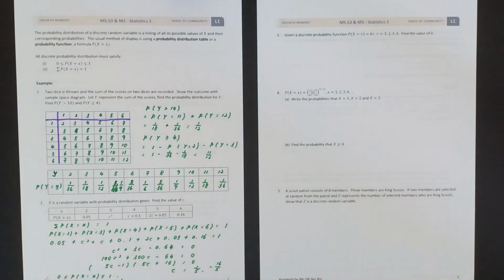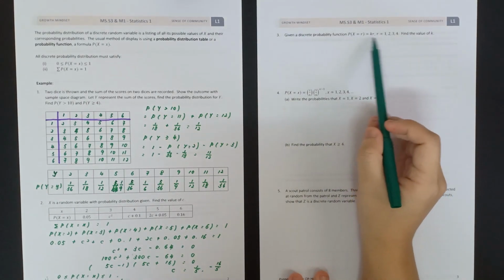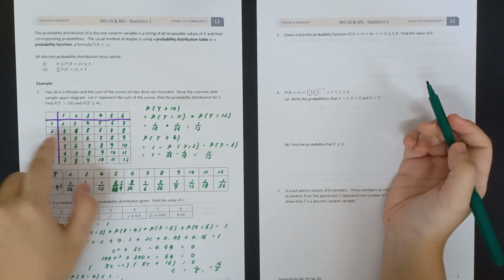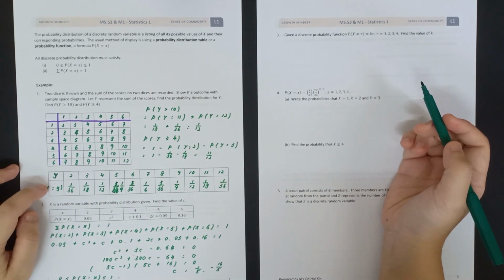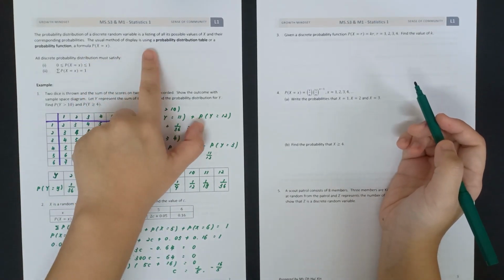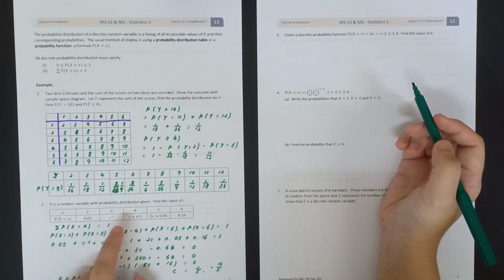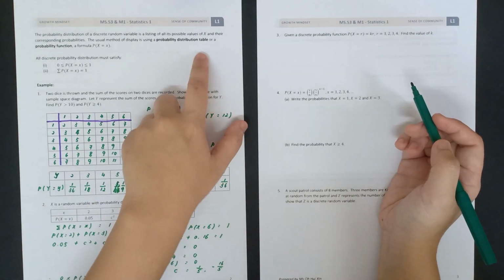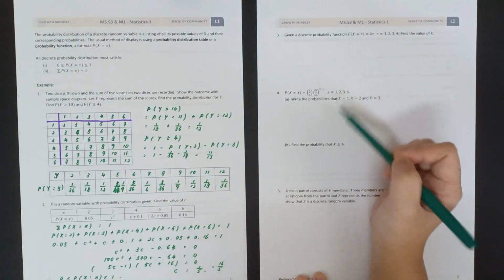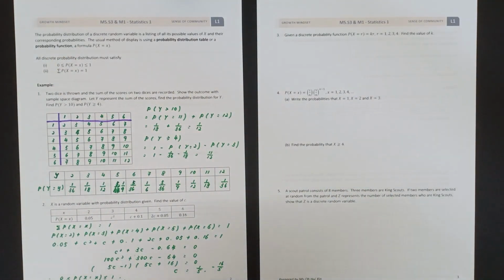Okay, so number 3, given a discrete probability function. So for the previous questions, we had a probability distribution table, which is the first method of display. So this is a table. You can also use a probability function, which is what is shown here. So given this function, find the value of k. This question is very similar to the previous one, it's just that they are not shown in table form, so you need to find all the corresponding probabilities by yourself.